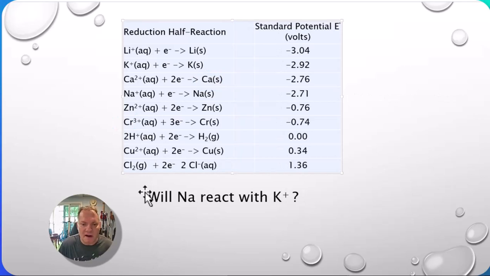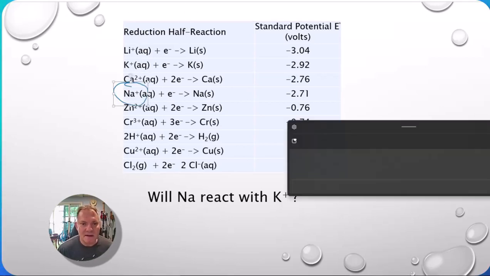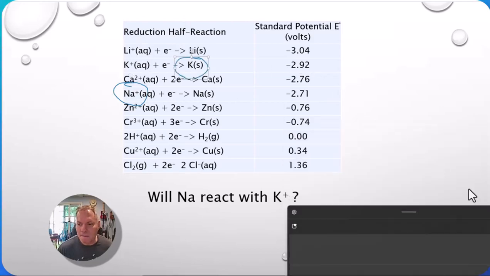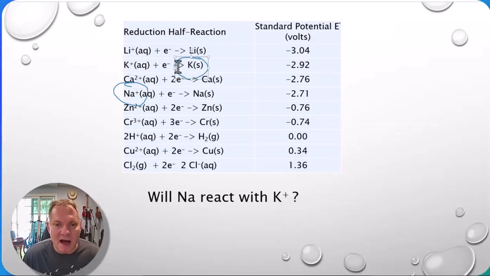All right, we'll work on this one in our heads. Will sodium react with potassium? So our sodium ion is here, our potassium is here. The voltage for the oxidation of potassium is positive 2.92. The reduction of sodium ions is negative 2.71. Add the two together and what do you get? You have a positive potential. Therefore, sodium ions will react with potassium. It is a spontaneous reaction.